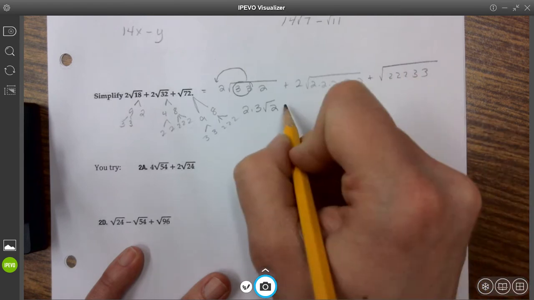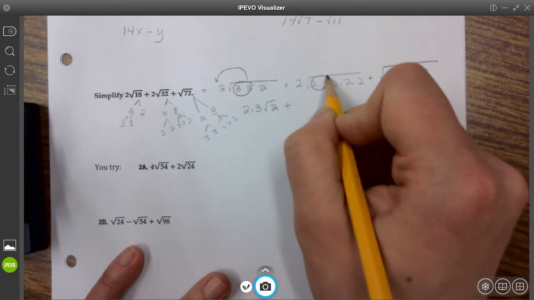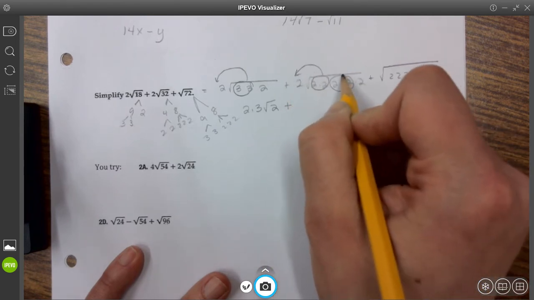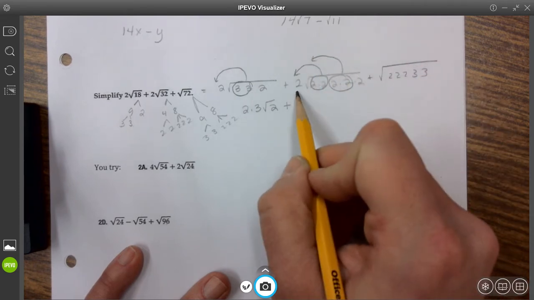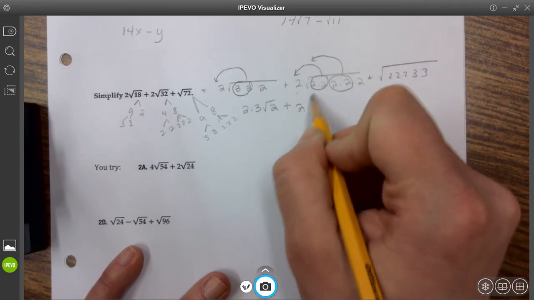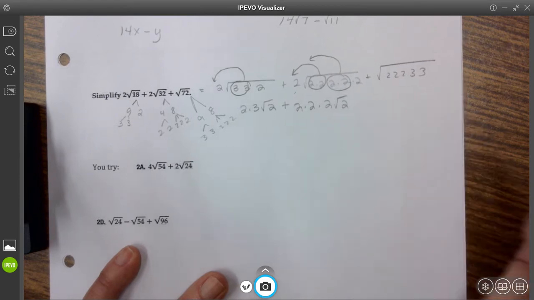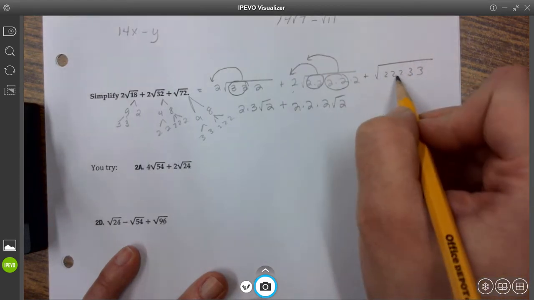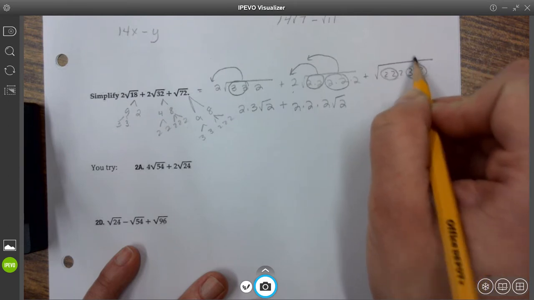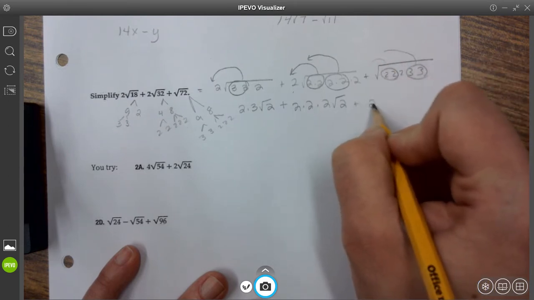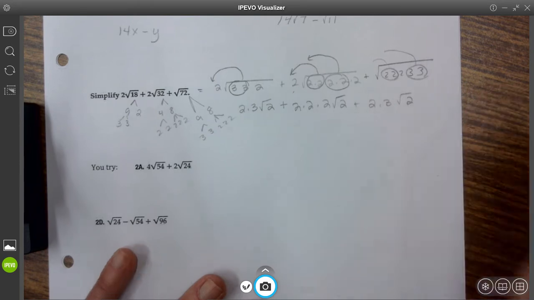I'm going to leave it there like that for right now. I have a 2. I'm going to bring it out. I have a 2. I'm going to bring it out. Don't forget about this 2. It's going to be 2 times 2 times 2 root 2. Here I have a pair and I have another pair. When you bring them out, it's going to be 2 times 3 root 2.